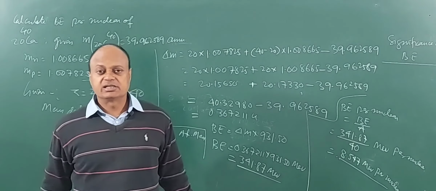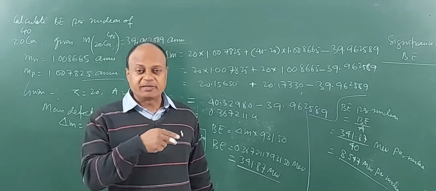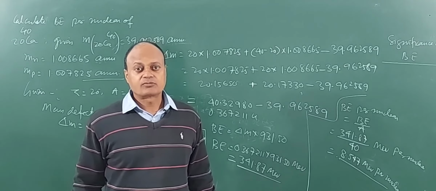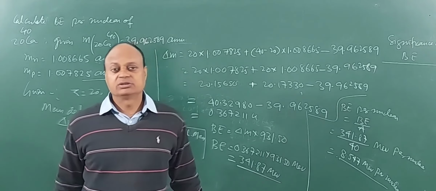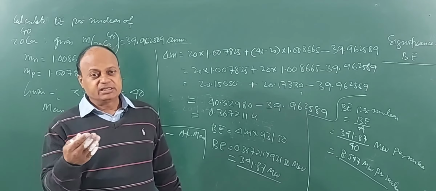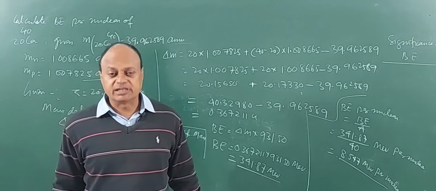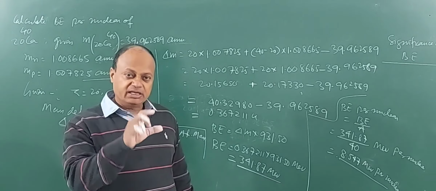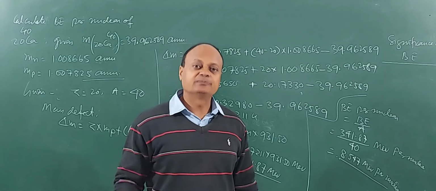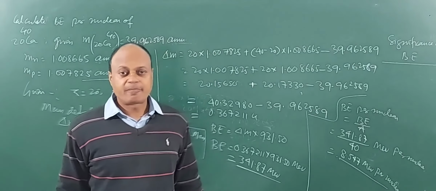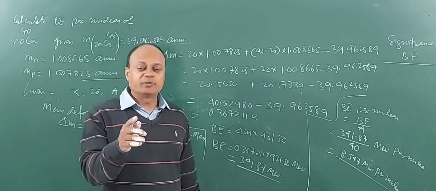What is the significance? Now we discussed that binding energy is the minimum amount of energy which we need to supply for breaking a nucleus completely. If there are two nuclei, A and B, and the binding energy of A is more than the binding energy of B, it clearly means that if I want to break A completely compared to B, I will be supplying more energy. That means A will be harder to break.